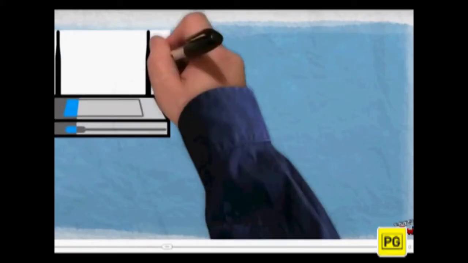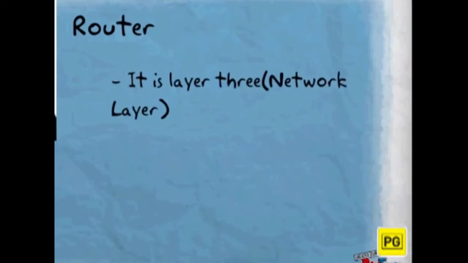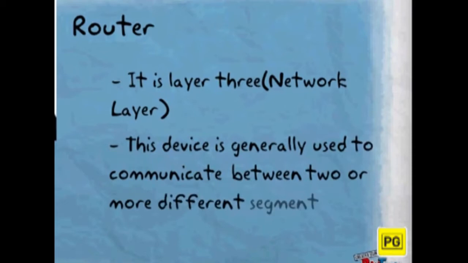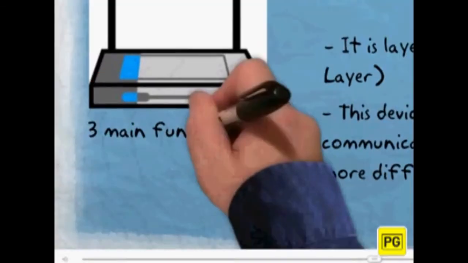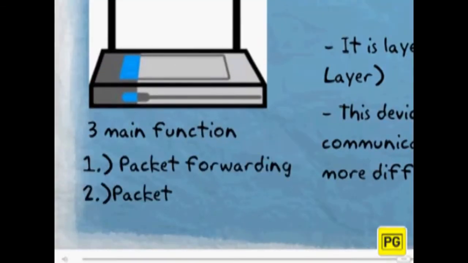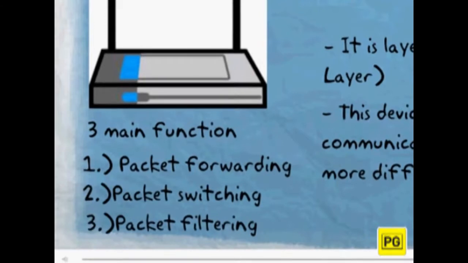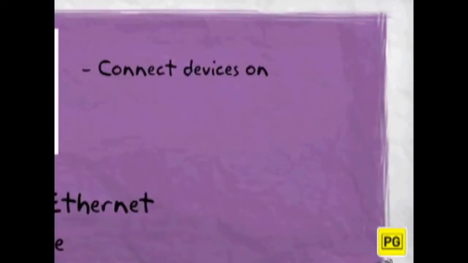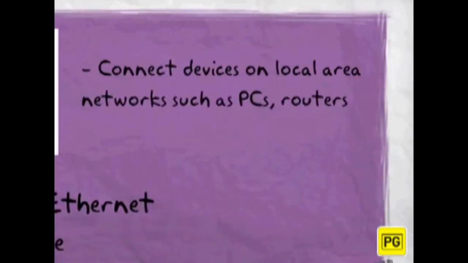What is a router? It's layer 3 or network layer. This device is generally used to communicate between two or more different segments. The three main functions are packet forwarding, packet switching, and packet filtering. What is a LAN cable? It connects devices on local area networks such as PCs, routers, and switches.